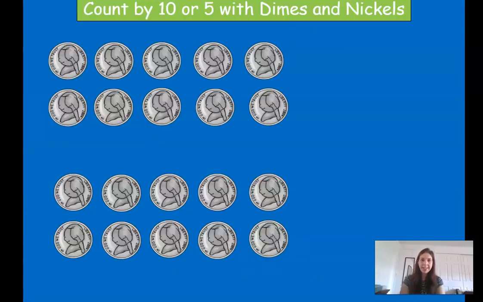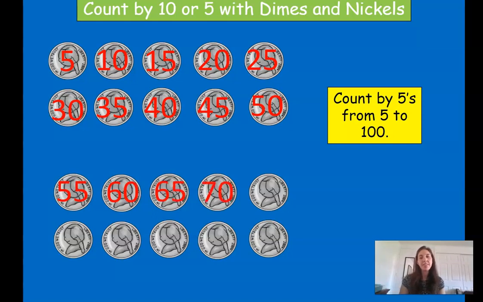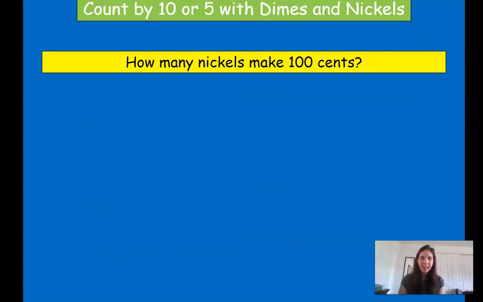So to start our day off, we're going to count by fives from 5 to 100. I want you to count with me, okay? Let's count by fives. 5, 10, 15, 20, 25, 30, 35, 40, 45, 50, we're halfway there, 55, 60, 65, 70, 75, 80, 85, 90, 95, 100. Nice job. How many nickels make 100 cents?